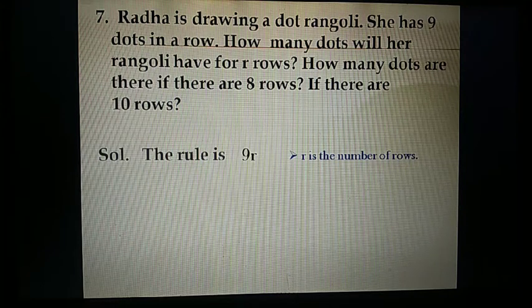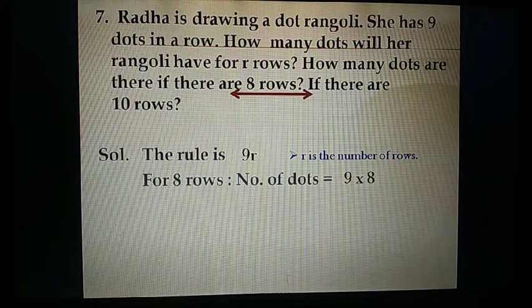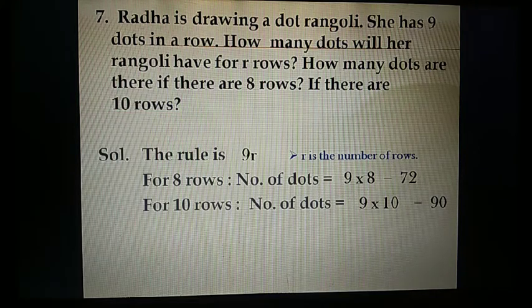Next, in the same question, the second part is how many dots are there if there are 8 rows. So for 8 rows, you will multiply 9 with 8. You will get 72. And if there are 10 rows, you will multiply 9 with 10. You will get 90.